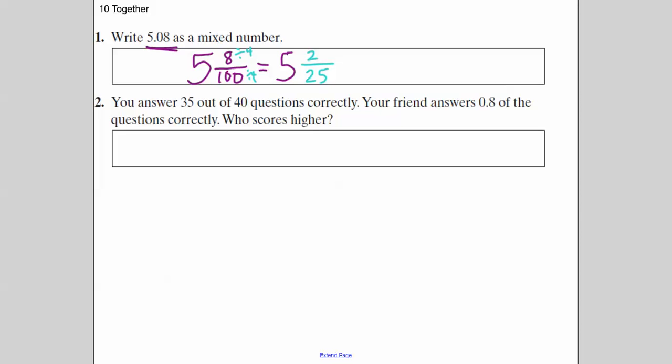All right, here's another question. Why don't you try to do this one by yourself? So go ahead and hit pause and try this out, and I'll be back with the correct answer.